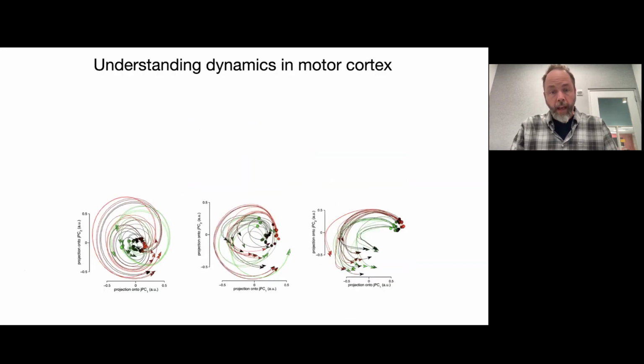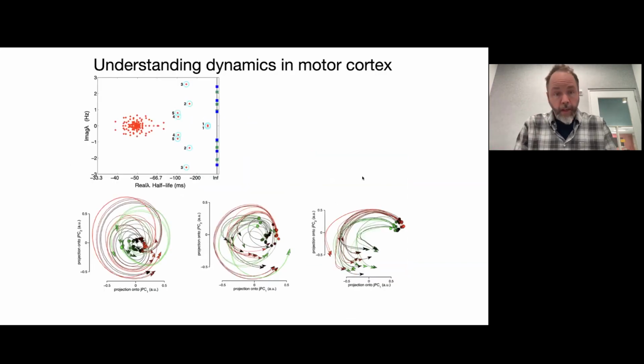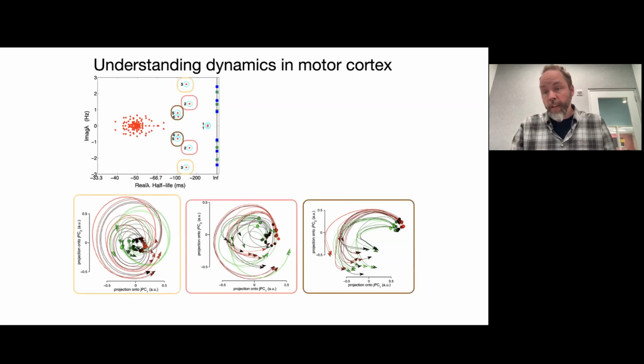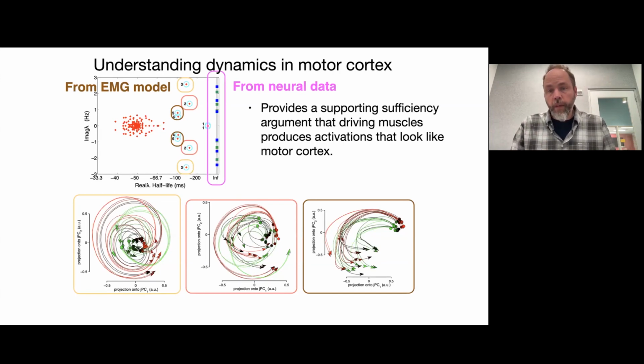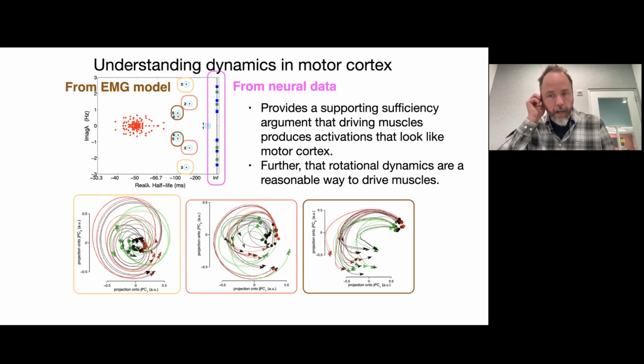Indeed, it did. And then we went in and analyzed it, and we found a single fixed point. I don't have the time to go through this because it's published research and it's old, but we did a linearization analysis to understand that there were a set of frequencies. This is a complex plane used to understand linear systems. And we found that there were basically 3 oscillations that were primarily responsible for the variance in the network, and that was really close to the neural data, which was not used to train the model. And so, of course, we could provide a supporting argument, a sufficiency argument, that driving muscles produces activations that look like motor cortex, right? So that was the kind of thing that we were trying to do.